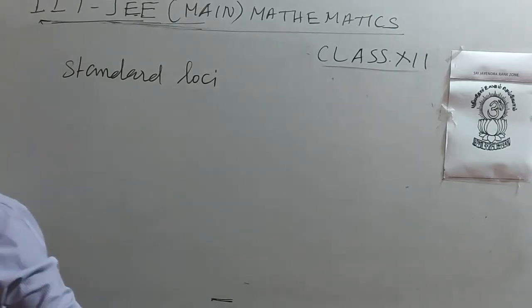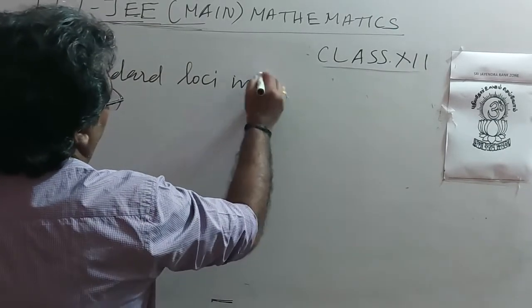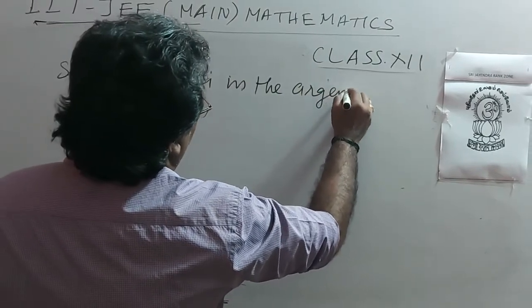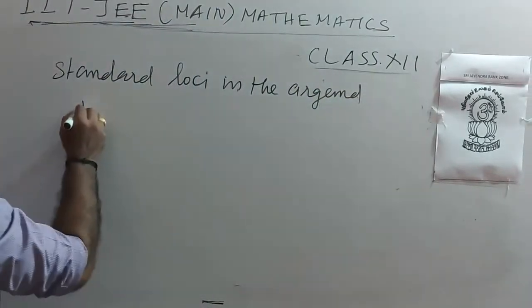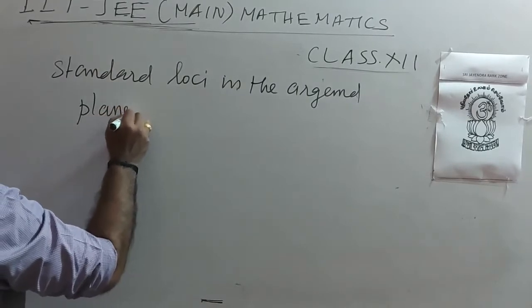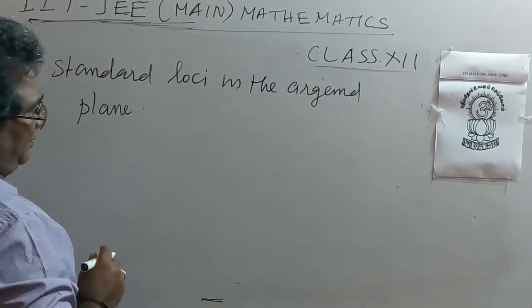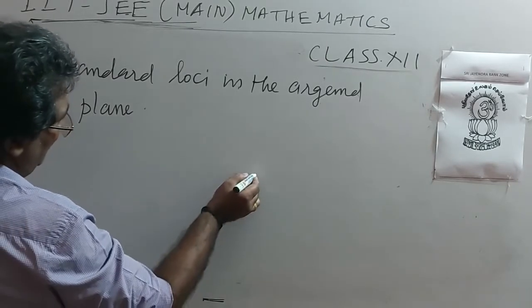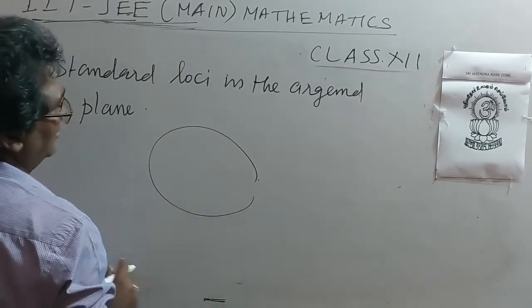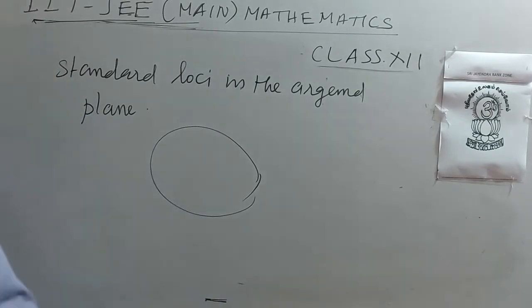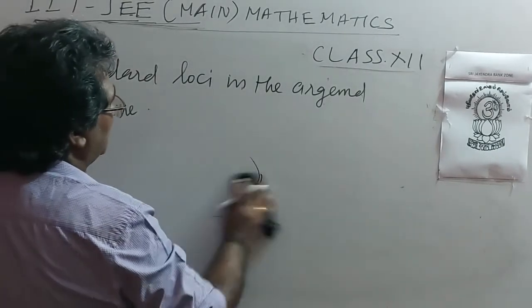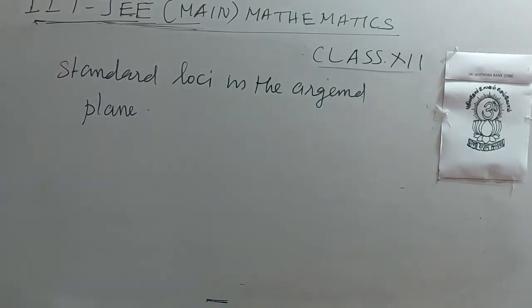Standard loci in the Argand plane. If a point moves under some geometric conditions, a path will be traced. That is locus. Loci means plural form of locus.